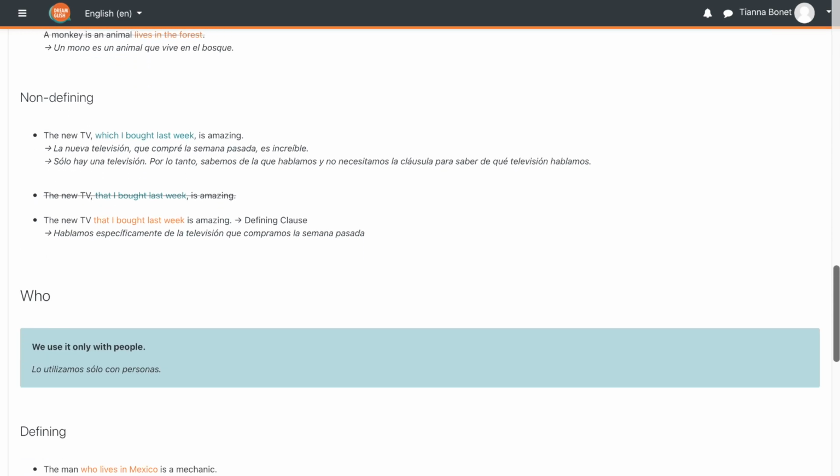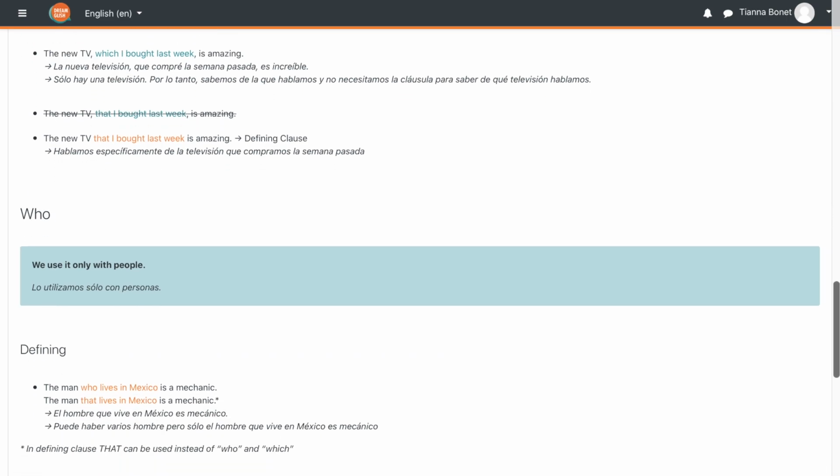Non-defining. The new TV, which I bought last week, is amazing. You wouldn't say, the new TV that I bought last week is amazing. The new TV that I bought last week is amazing is a defining clause.